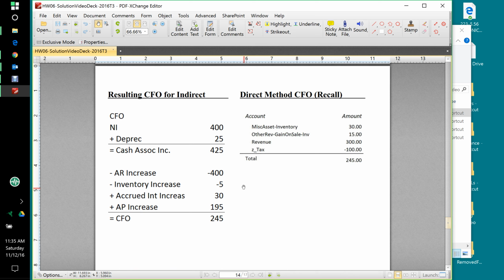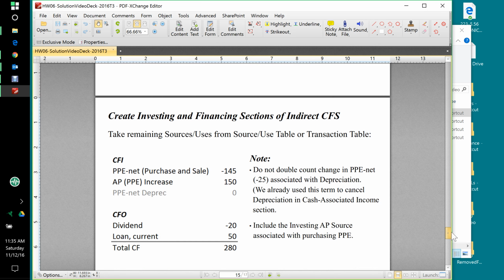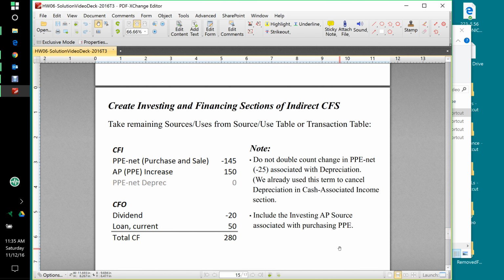And so down here, I've got all the items I just talked about up above with proper algebraic signs for adding sources and subtracting uses. And I add these all up to my cash associated income, and I get 245, which is the same as we have in our direct method. Yahoo!